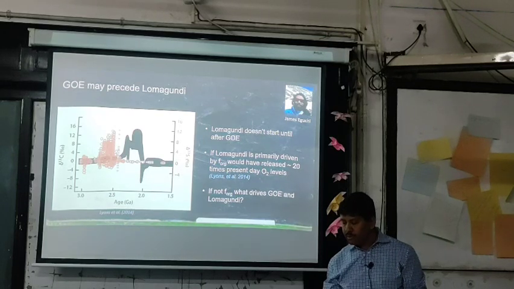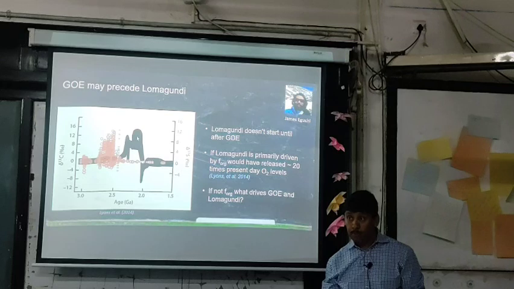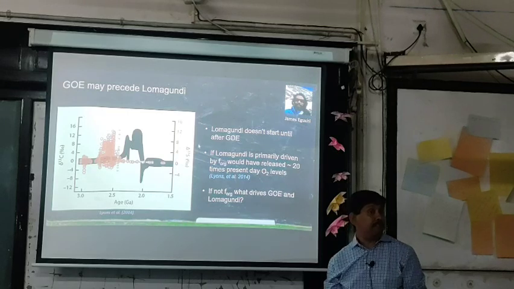In this case, I'm suggesting the GOE based on mass-independent fractionation of sulfur isotopes that went away after the GOE, which suggested that oxygen built up. But this black part again is the Lomagundi carbon isotope excursion event. And see, there is a time lag behind it. So Lomagundi doesn't start until after the GOE. So that's a thing we need to explain.